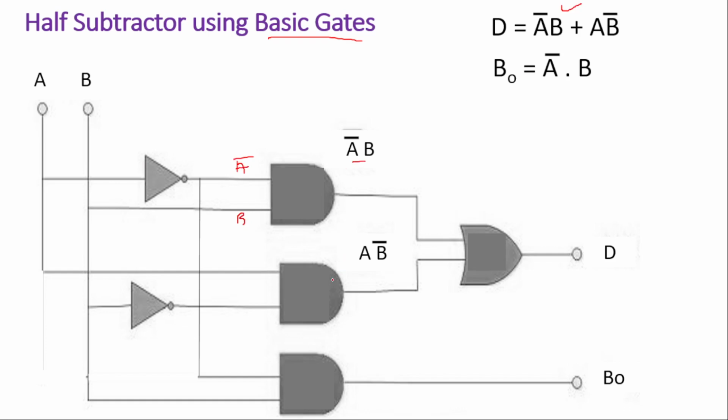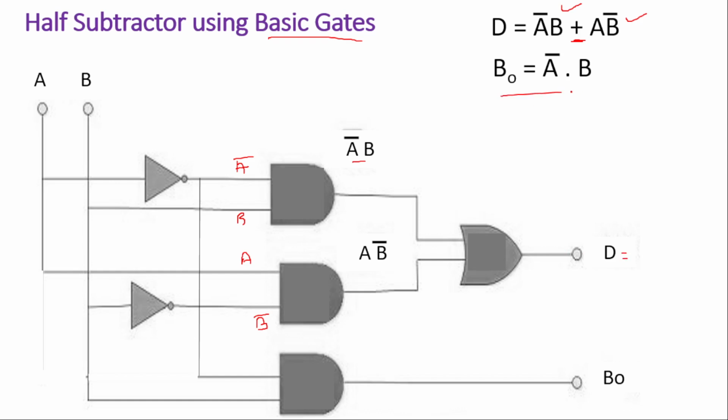Similarly, the second AND gate will produce A times B bar. B is inverted here through the second NOT gate, so it is B bar. So A into B bar will be the second term, and they are ORed because this plus sign indicates the OR operation. So one OR gate is used, and this will give you the difference.